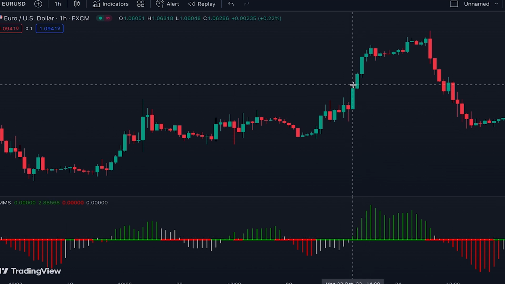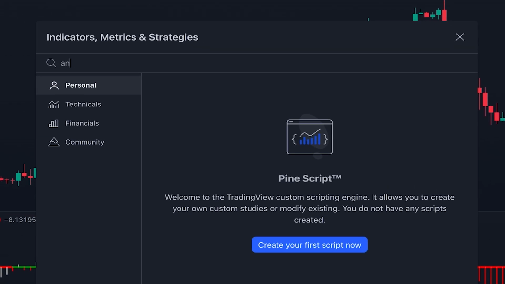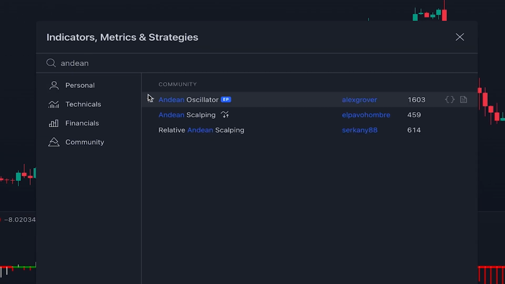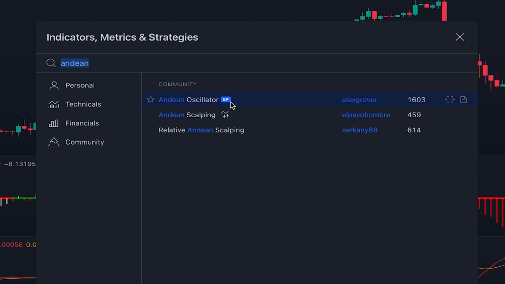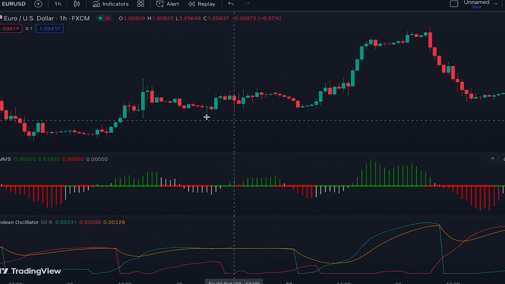For this purpose, we need to add another indicator. So here we click on indicators and we search Andean oscillator. This one, which is an Editor's Picks indicator and written by Alex Grover. Now by the help of Andean oscillator, we are able to better identify the areas of the market where there is higher probability for advancing or declining of the price. This is how we do it.